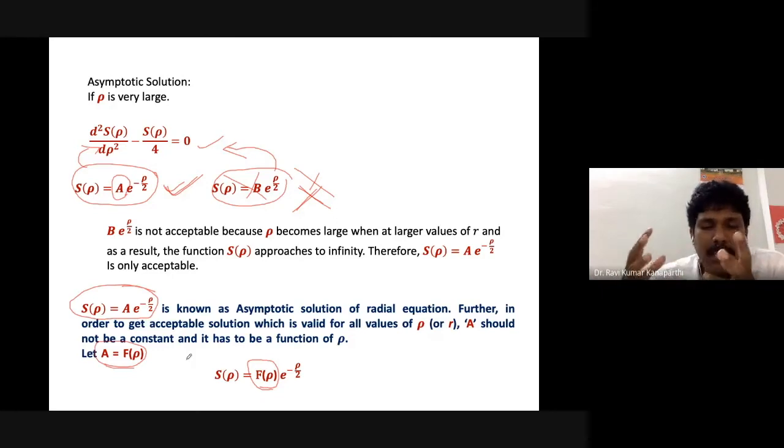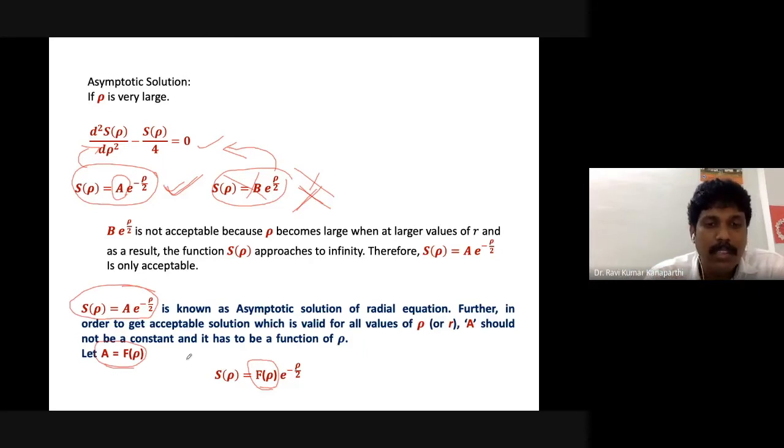It is exactly similar to the harmonic oscillator problem. There also we introduced one constant multiplied by e to the power minus z square by 2. Later, we understood that in order to have an acceptable solution applicable everywhere, we replaced it with h of z, which is a function, and we proved later on that h of z is nothing but the Hermite polynomial.